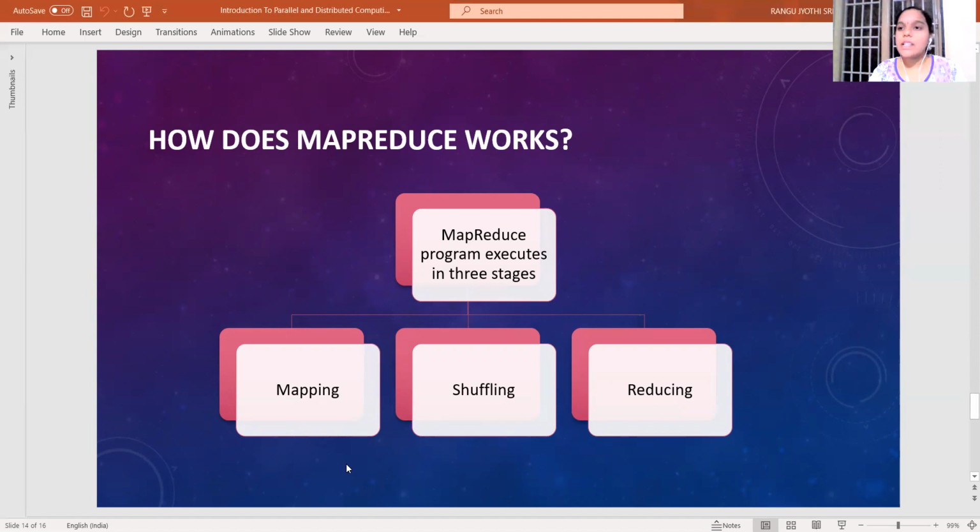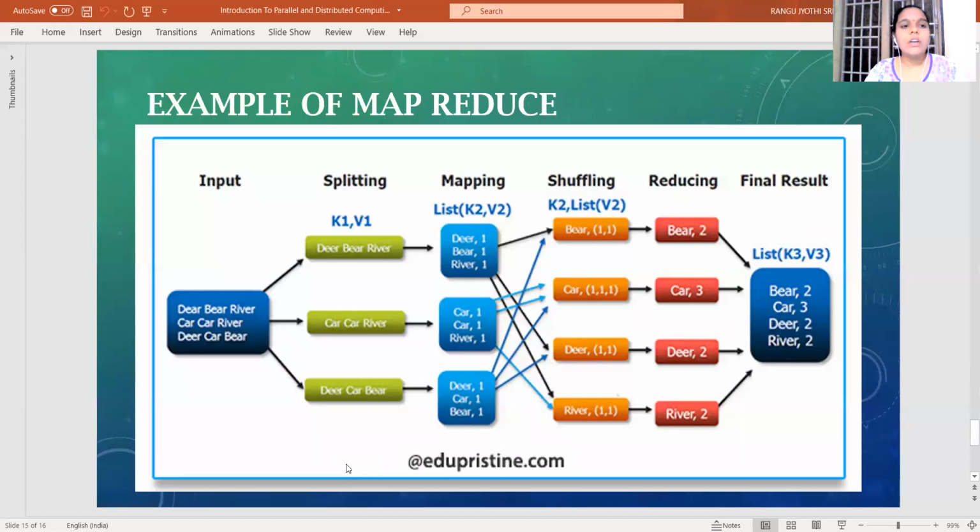Now let us understand this map reduce in a clear way with an example. So now let us consider this example. In this, you are given an input file consisting of 3 lines, like birds, deer, bear, river kind of words. First, what will happen? The data will be split line by line. So after splitting, the data will travel to the mapping phase.